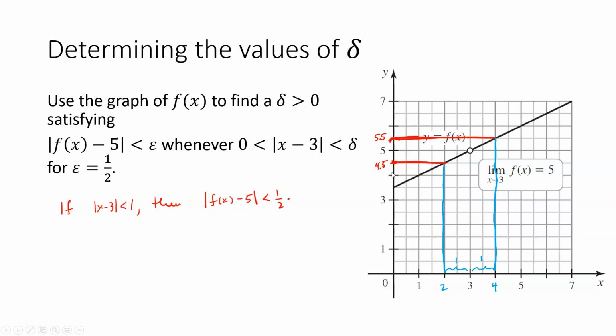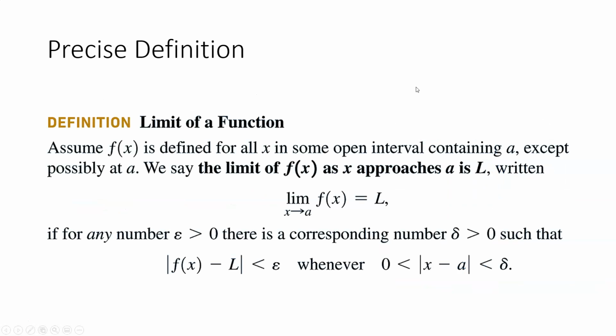And we can probably also guess that if I were to take any value of epsilon here, I can always find a window around 3 to get a distance for delta. And so that leads again here to our precise definition of limit.